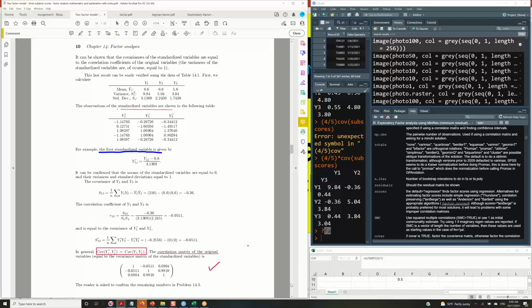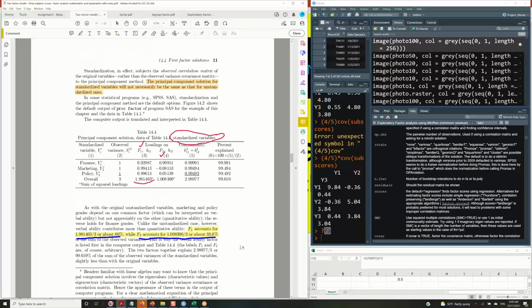So now we want to do the principal component solution on the standardized variables, which means basically you are doing the analysis for the correlation matrix. And now the loadings are coming out like this. These are the loadings. You still have almost the same explanation. Square this, square this, square this. That's what this communality is.